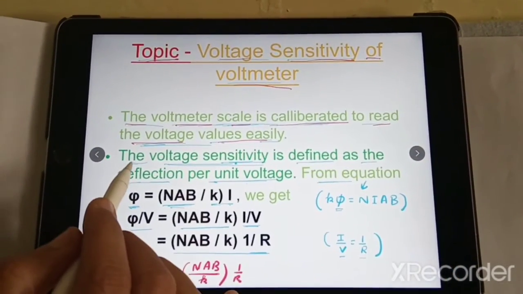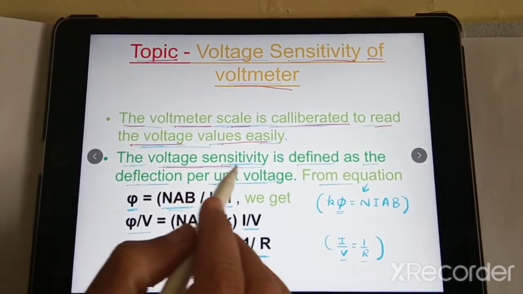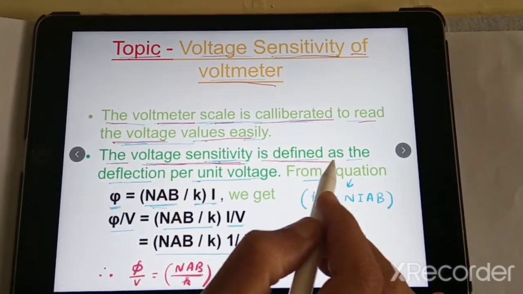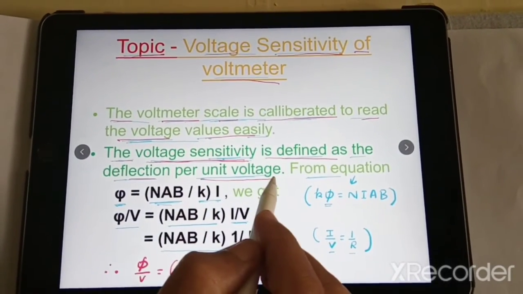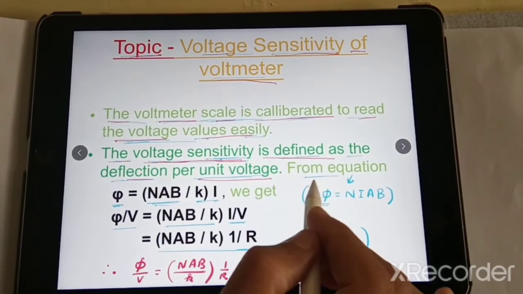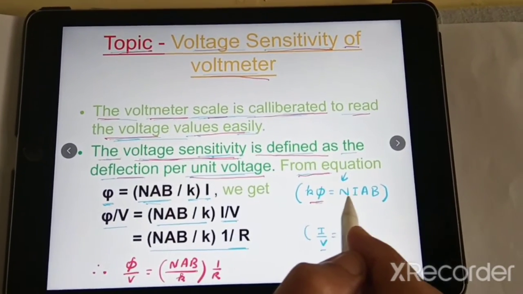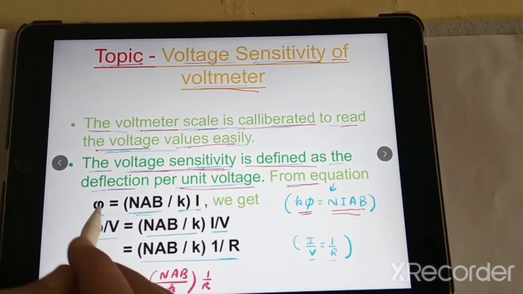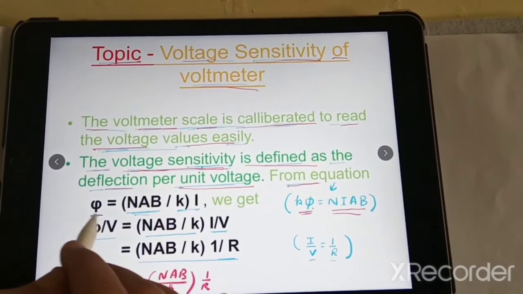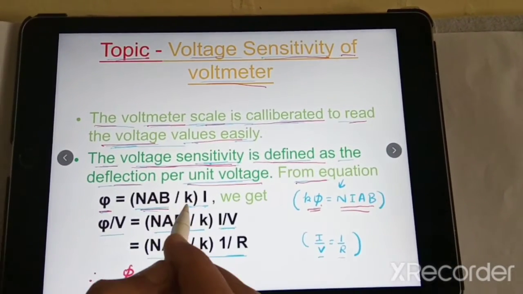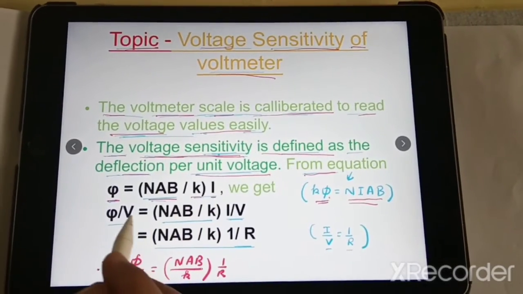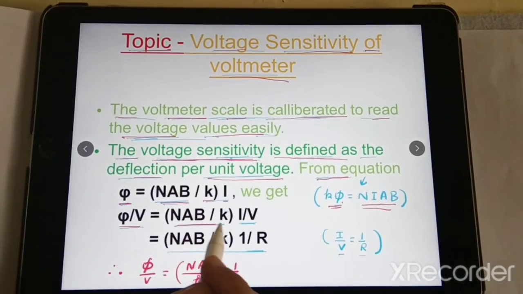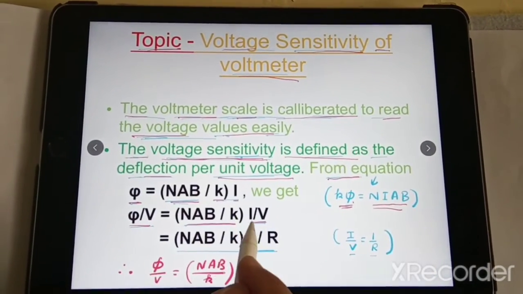Now let us see the definition of voltage sensitivity. So the voltage sensitivity is defined as the deflection per unit voltage. So this we get from the equation K phi equal to NIAB, which we already know. So from this we get the deflection phi equal to NAB upon K into I. So now the deflection per unit voltage is NAB upon K into I upon V.